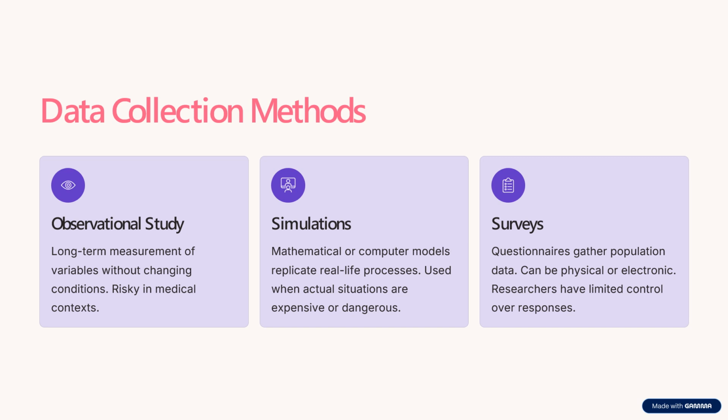The second type of data collection is simulations. This procedure uses mathematical, physical, or computer models to replicate a real-life process or situation. It is frequently used when the actual situation is too expensive or dangerous to replicate in real life. A survey is a tool used to gather relevant data about the characteristics of a population and is one of the most common data collection tools. A survey consists of a group of questions prepared by the researcher to be answered by the research subject.